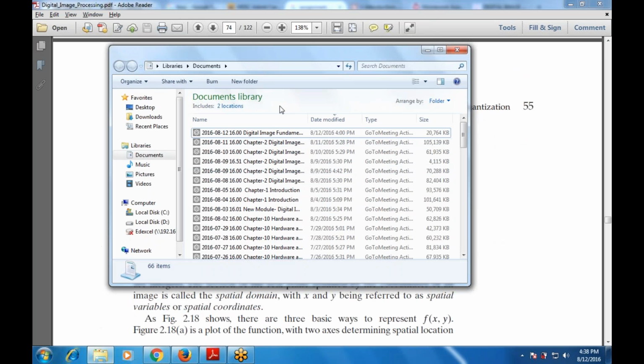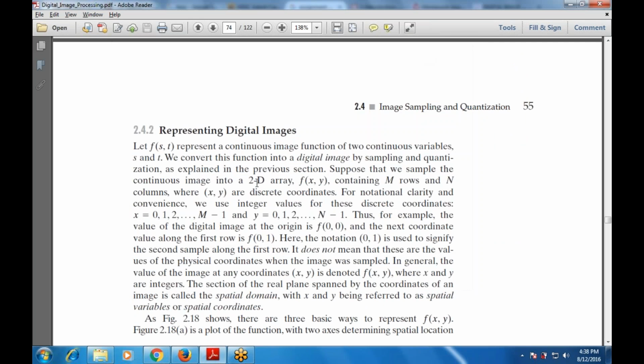The next topic is how to represent the digital image. What are the various ways by which we can represent digital images? For example, we take a digital image as f(s,t) that represents a continuous image function of two continuous variables, s and t. We convert this function into the digital image by sampling and quantization.